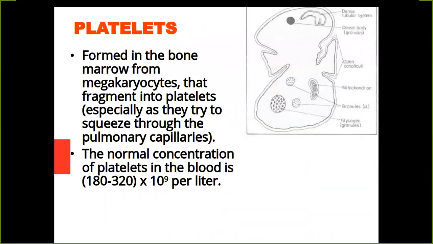Okay, next type of formed elements in our blood, it's platelets. And platelets are parts of cells, not complete cells. These parts include only cell membrane and cytoplasm with many vesicles. The total amount of platelets in our blood, you may find, is about 180 to 320 times 10 to the power of 9 per liter.